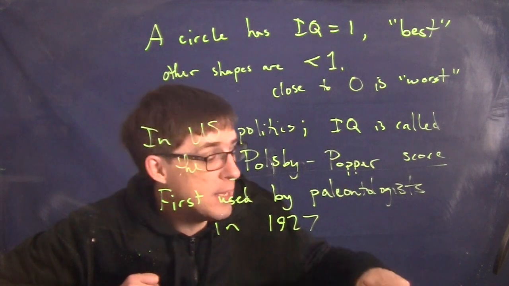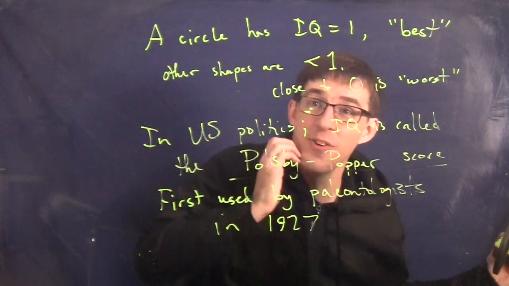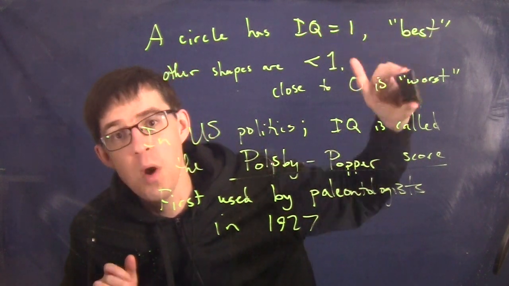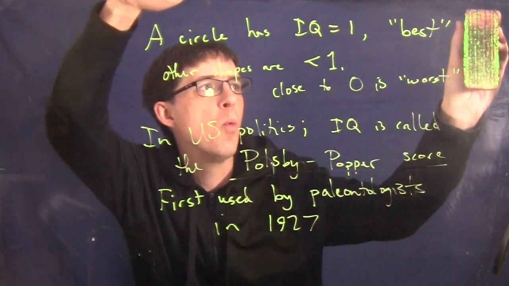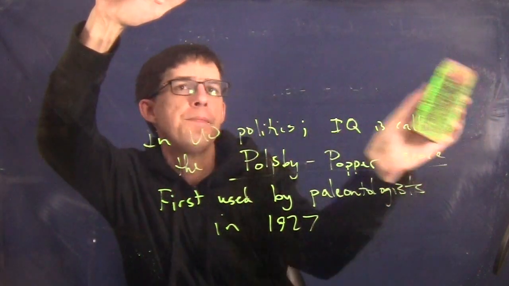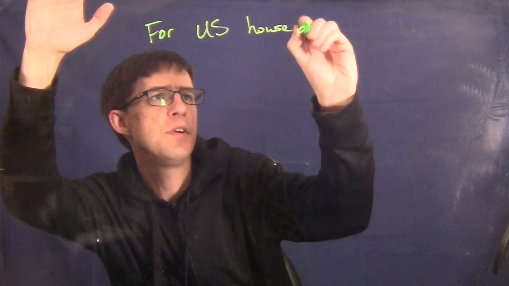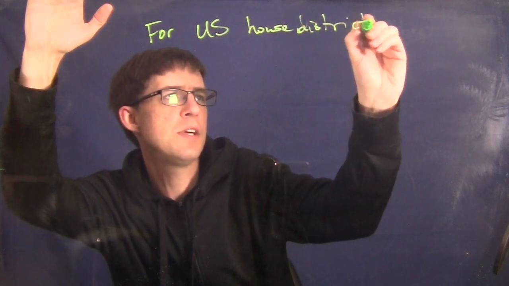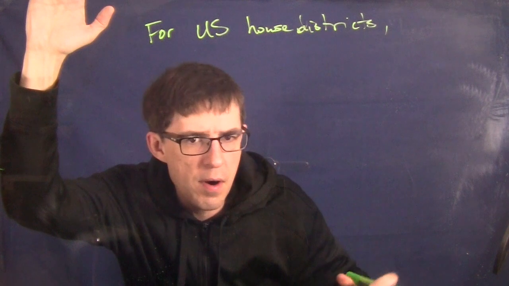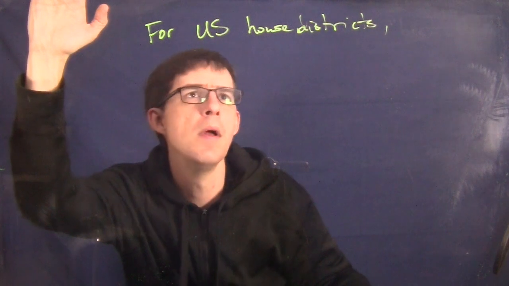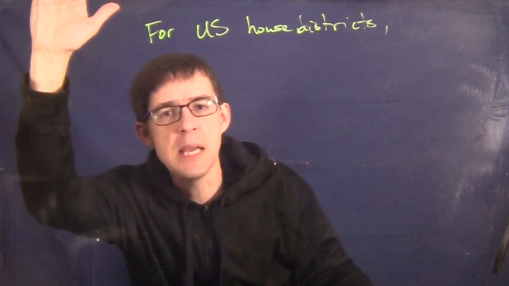Anyway, the Polsby-Popper score has been used in American politics. As I said, something which has an isoperimetric quotient close to 1 is regarded as good, close to 0 is bad. What is a typical value? So I looked up the numbers on this. For United States House of Representatives districts, our Congress districts, which there are something like 400 or 500, I don't know, there's a lot of them, several from each state, right?